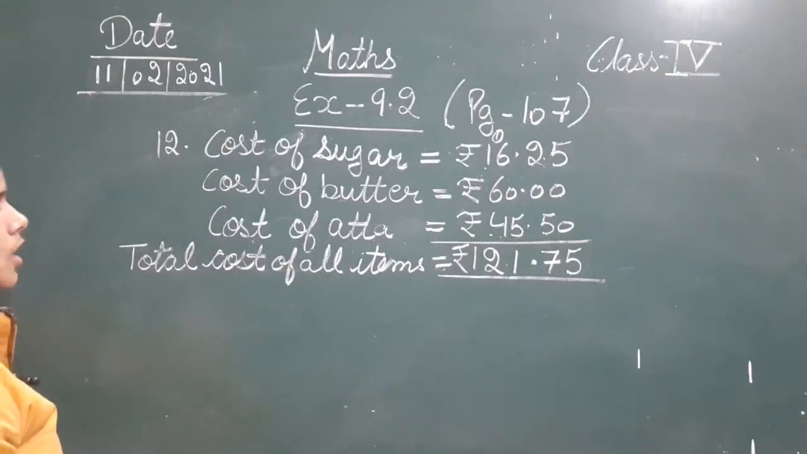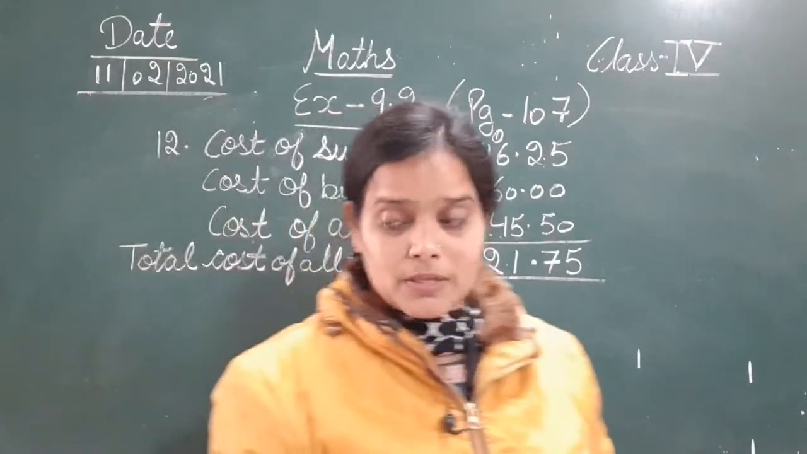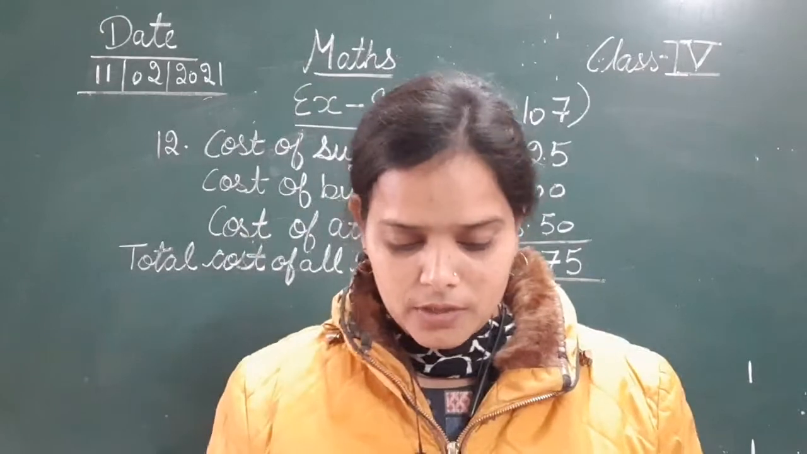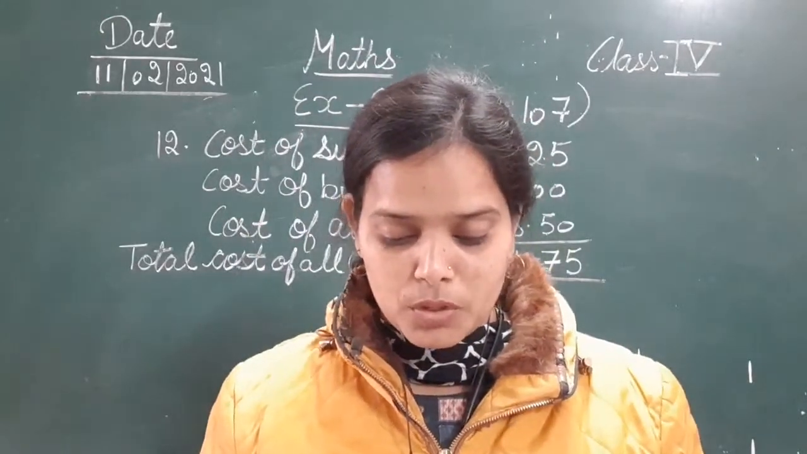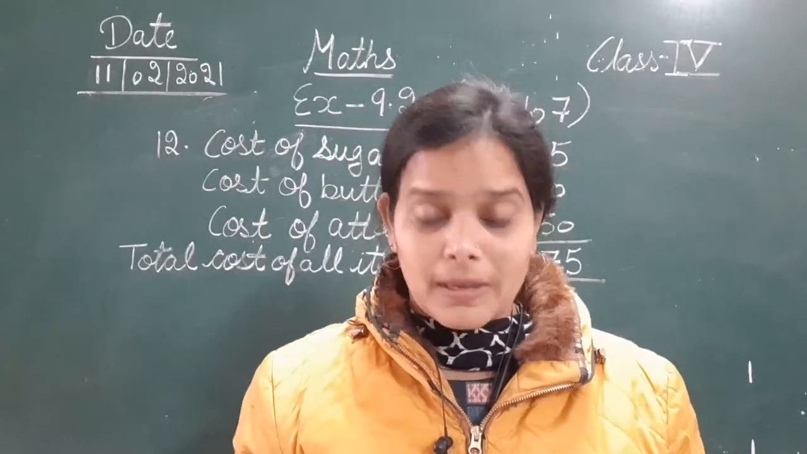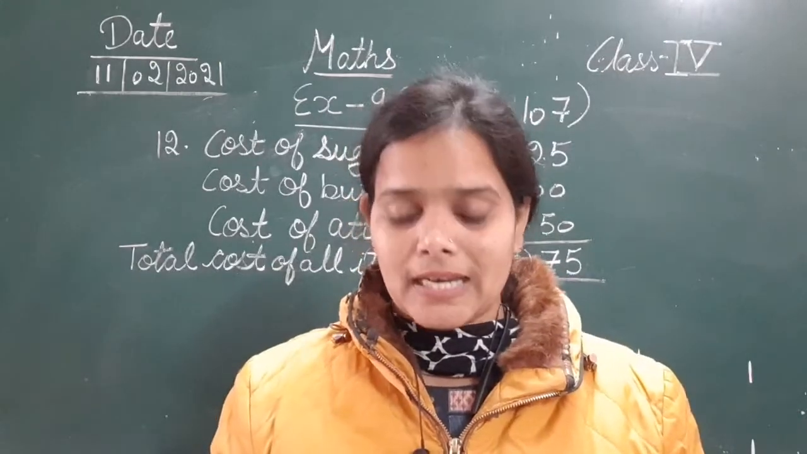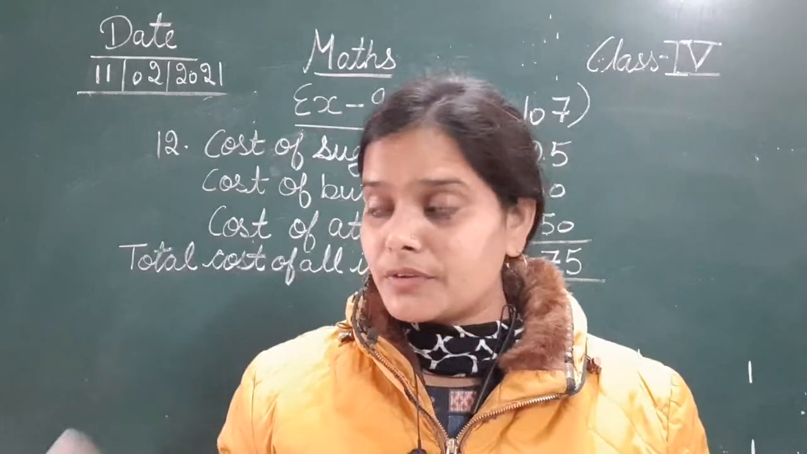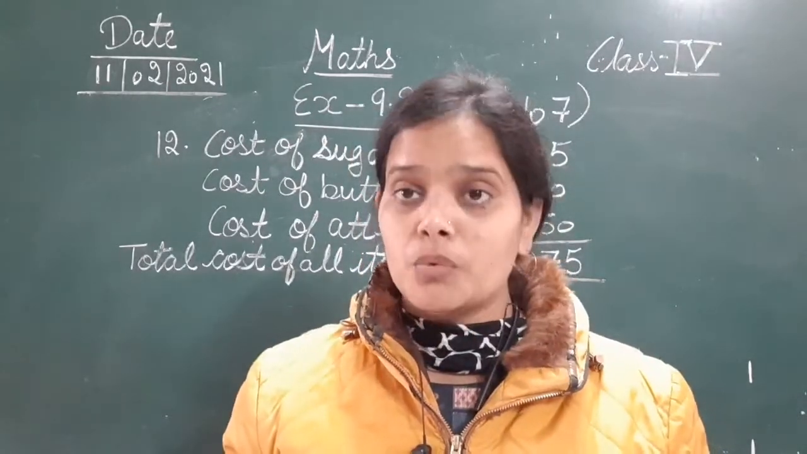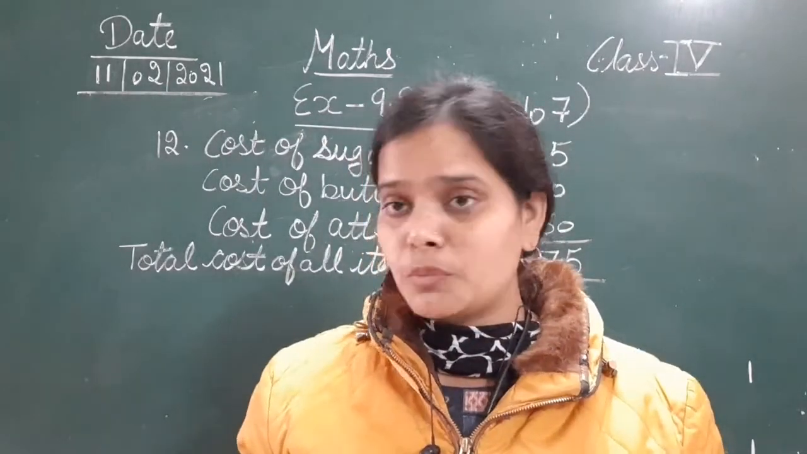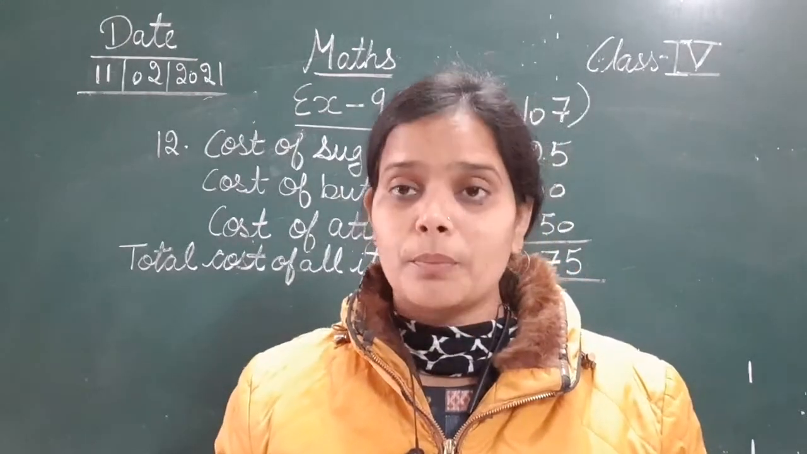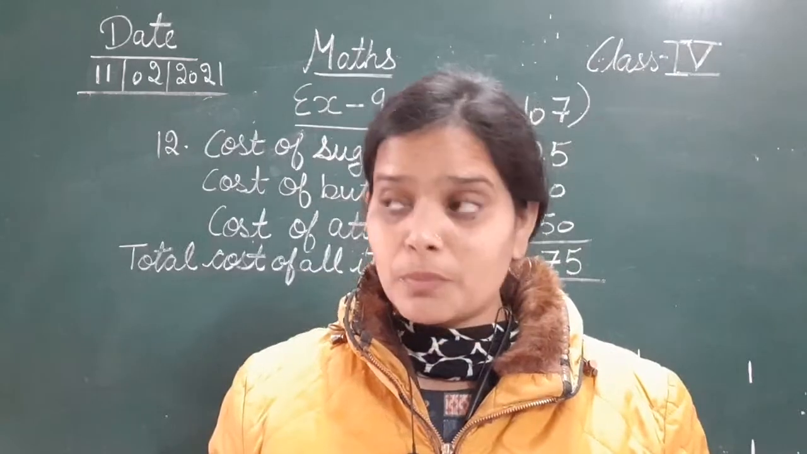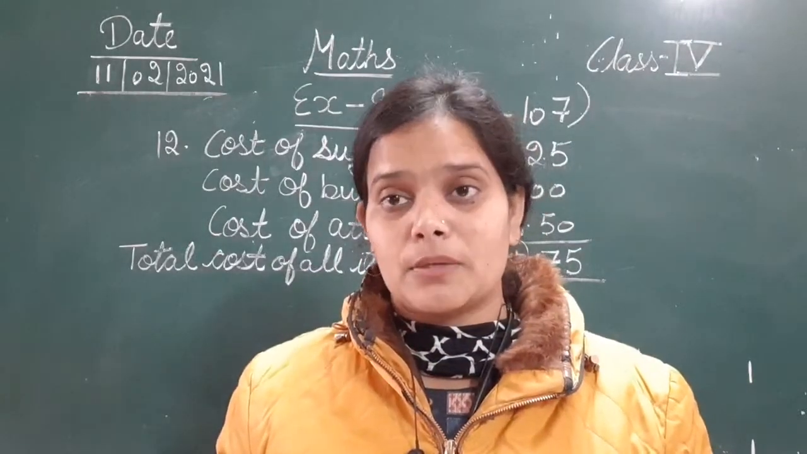Next, the next statement that they have given is, he gave a 100 rupee note and a 50 rupee note to the shopkeeper. What balance did he get? So he had given a 100 rupee note and a 50 rupee note to the shopkeeper. He had also paid a 100 rupee note to the shopkeeper. So now we have to calculate what balance did he get back.